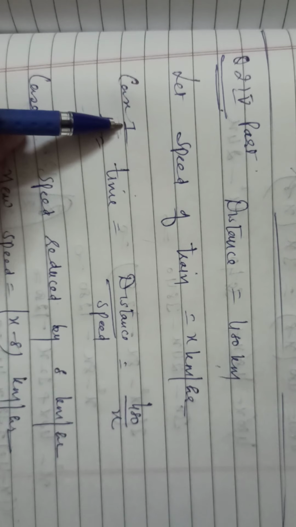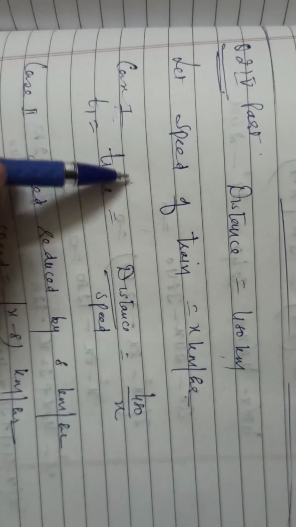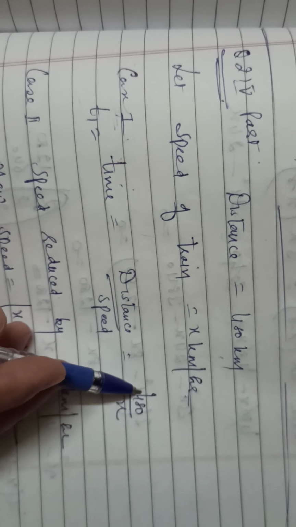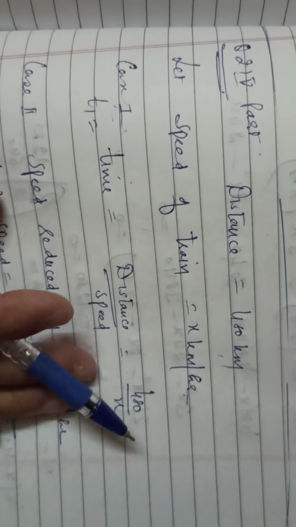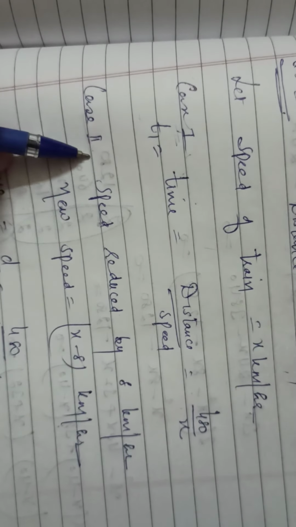A train travels a distance of 480 km at a uniform speed. Let that uniform speed be x. So time will be distance upon speed. Distance is 480, speed is x, so time is 480 upon x. Clear? Now come to case 2.